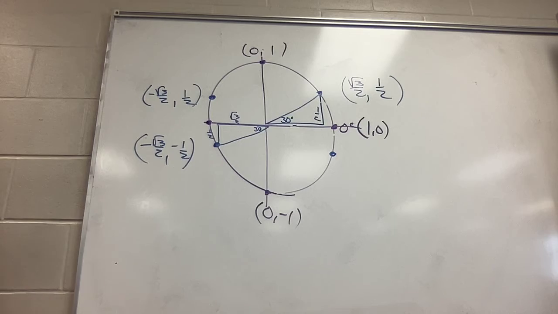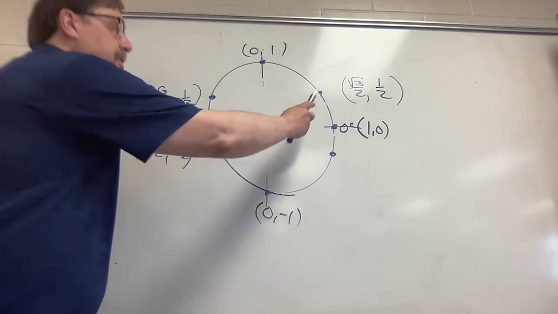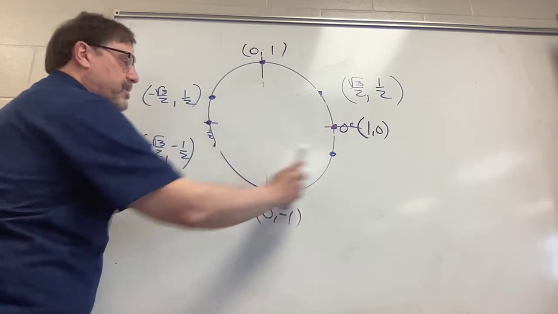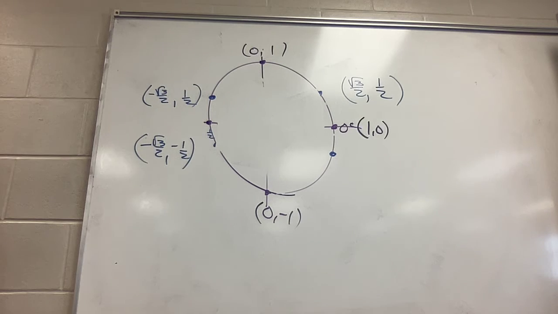Do not draw the triangles on your final copy. Just write these numbers and you should have one more there too. So add those to your final copy. Don't draw the triangles.